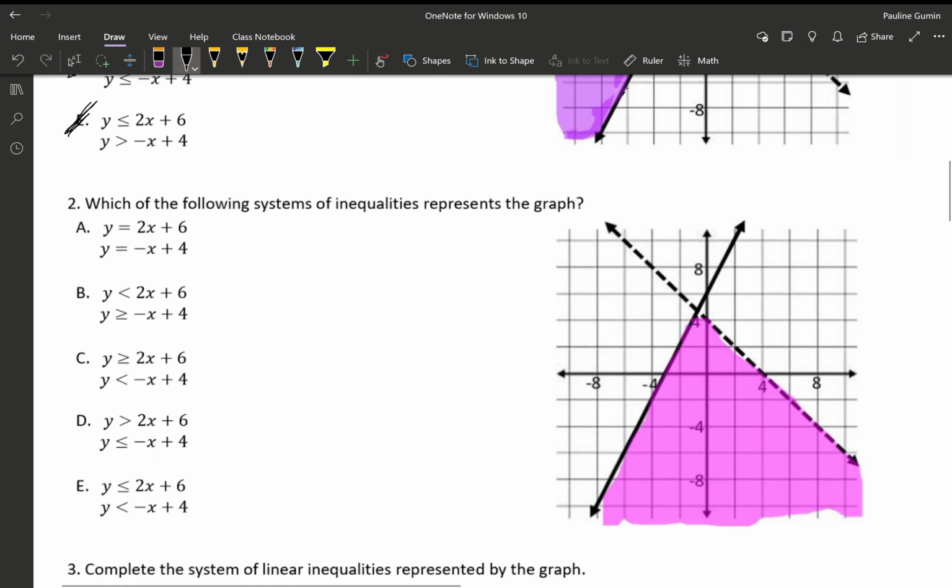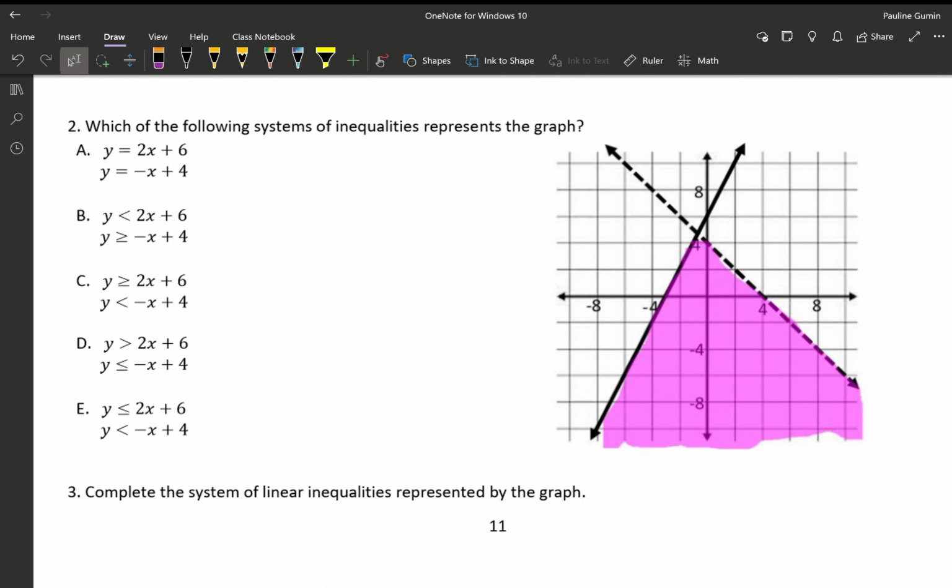All right, let's take a look at 2. Which system of inequalities represents the graph? Right away, we can cross off letter A. That's a system of equations. Now let's figure out the kind of symbols we have. The dotted line we have is shaded downwards. That means that symbol is a less than. The solid line that we have is also shaded downwards. So that means it has a less than or equal to.